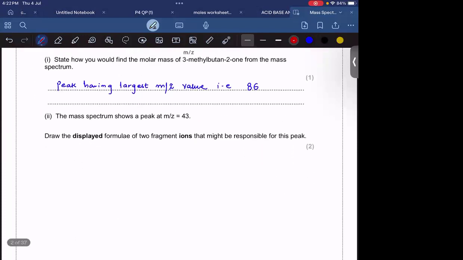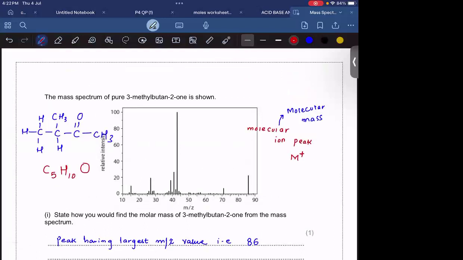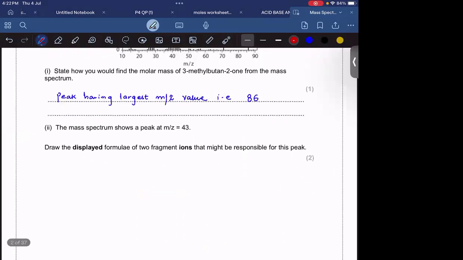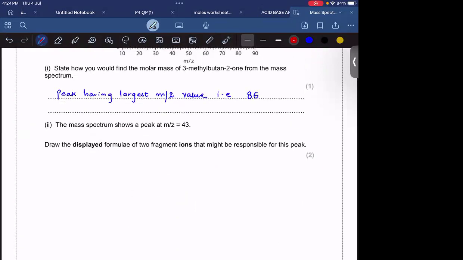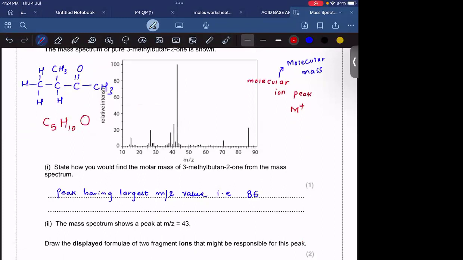See this. The mass spectrum shows a peak at mass to charge equal to 43. Draw the displayed formulae of two fragment ions that might be responsible for this peak. I told you the fragmentation pattern. The compound is 3-methyl butane-2-one. This is your compound. And they are saying that after fragmenting this compound, it is going to give a peak at 43.